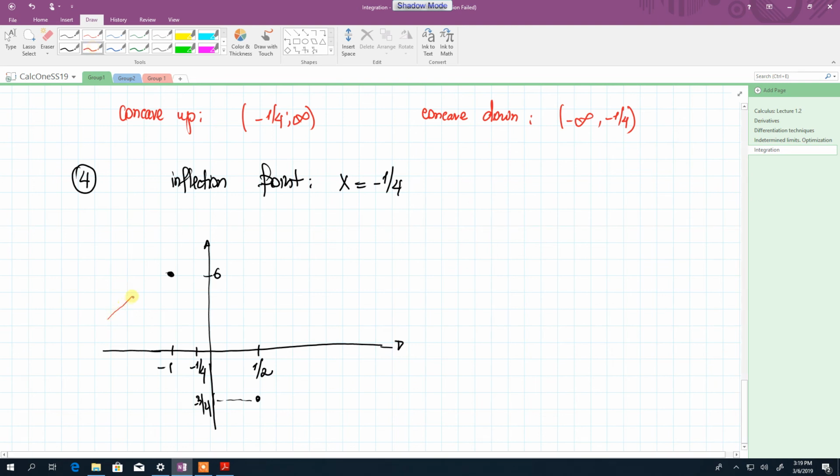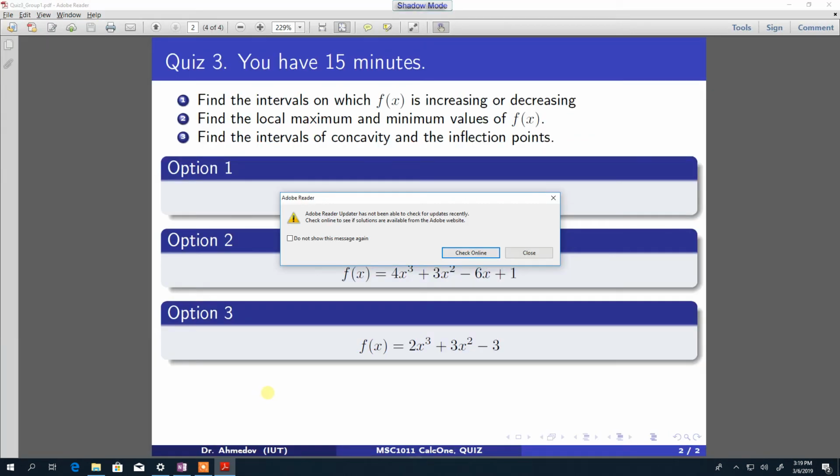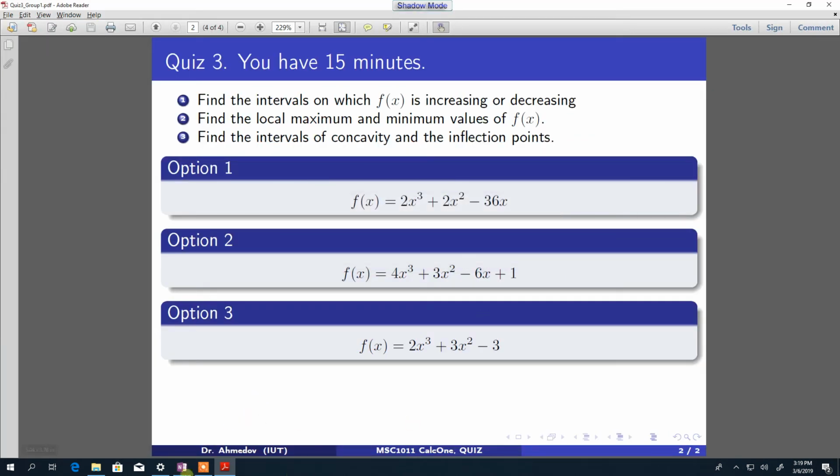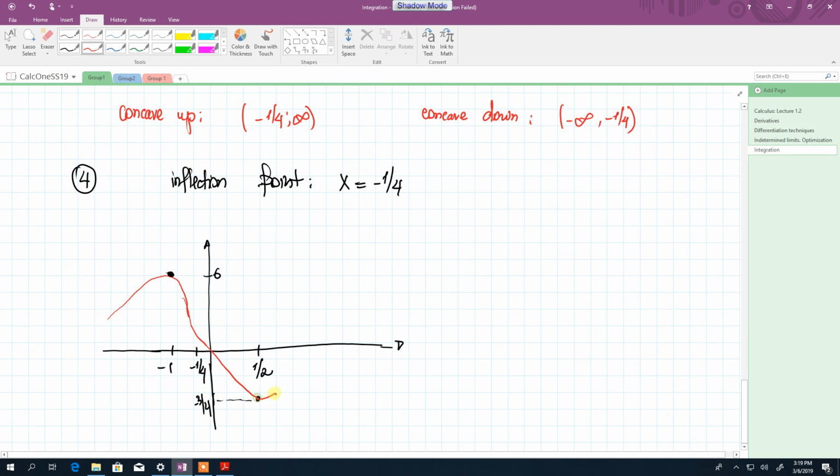It is concave down in this region, right? Then after minus 1 over 4, it becomes concave up, right? Do you see that this is concave up? Then it reaches its minimum value at 1 over 2. Then it increases, okay? You can roughly sketch the graph of the function by just knowing the concavity regions and the increasing and decreasing regions, right? So from our analysis, we've got the result there.